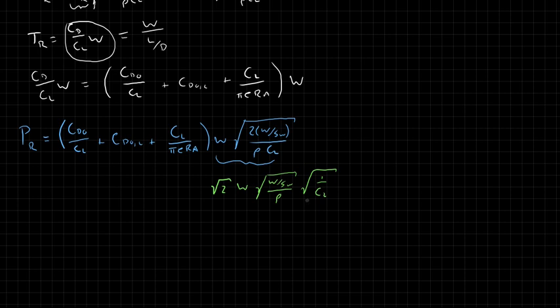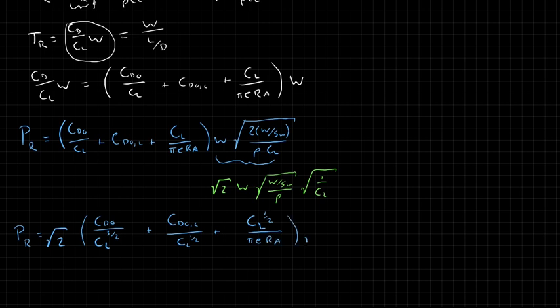Okay, so if we break it up this way and distribute this 1 over CL, then we get power required equals, I'm going to put the square root of 2 at the front, root 2 times CD naught over CL to the 3/2, plus CD naught L over CL to the 1/2, plus CL to the 1/2 divided by pi ERA, all times W, all times square root of W over SW over rho.